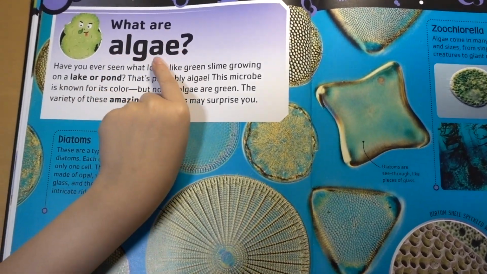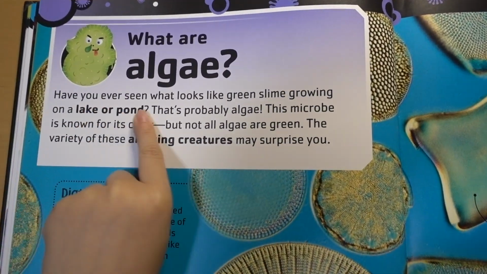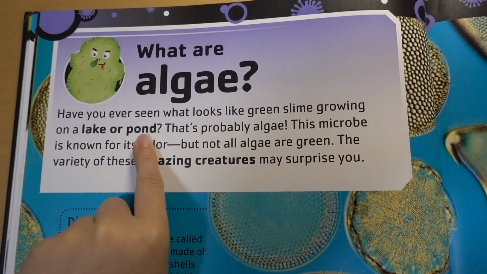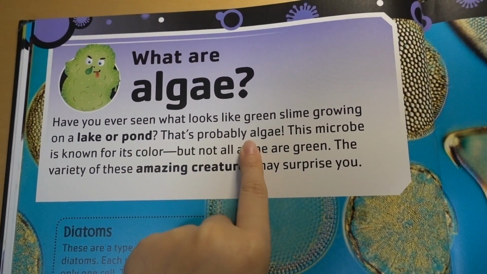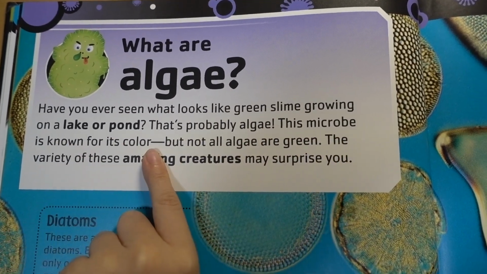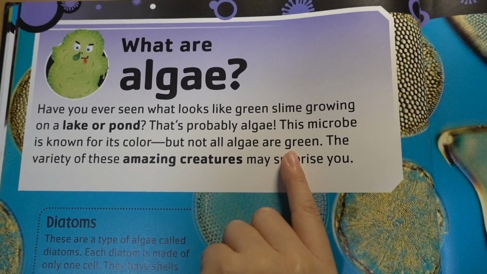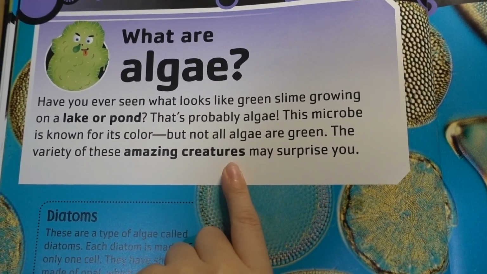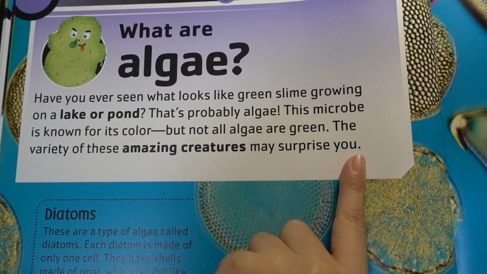What are algae? Have you ever seen what looks like green slime growing on a lake or pond? That's probably algae. This microbe is known for its color, but not all algae are green. The variety of these amazing creatures may surprise you.